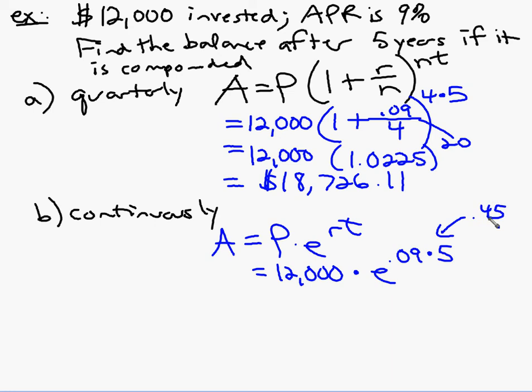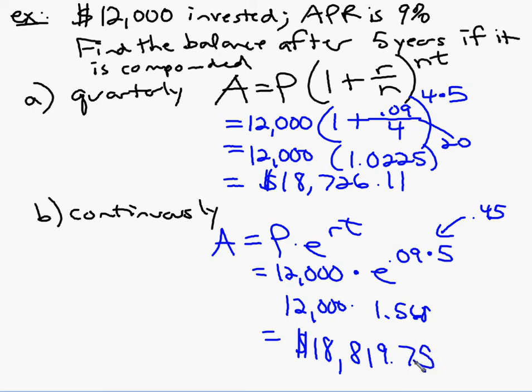So then on your calculator, you have to do the E function, which is the second ln, to the 0.45 power, 1.568 times 12,000. So times 12,000, still 18,000 in some. $18,819.75 after we round it. Okay, so it's not that much different compounding it continuously. And we're going to stop there for today.